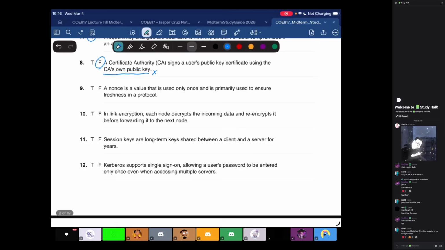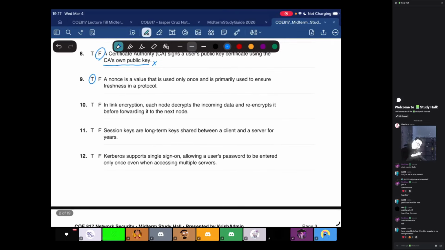Question 9. A nonce is a value that is used only once and is primarily used to ensure freshness in a protocol. This statement is true, as you add a nonce to any of your messages, kind of like how we did it in, I think it was Lab 2, where we learned about nonces and how to effectively use them to make sure that there's no replay attack possible.